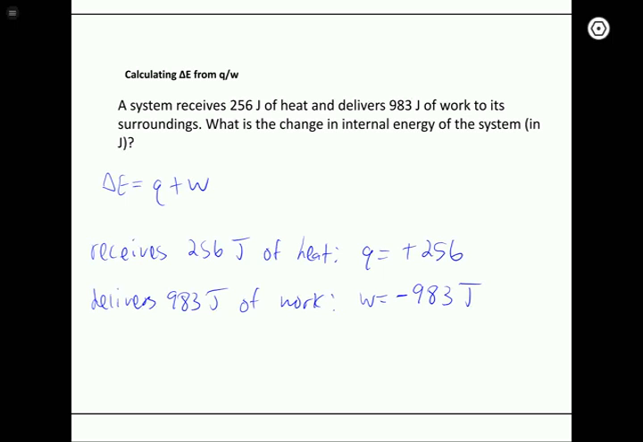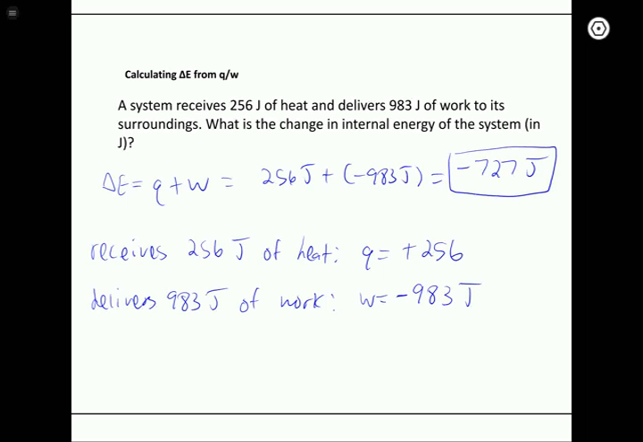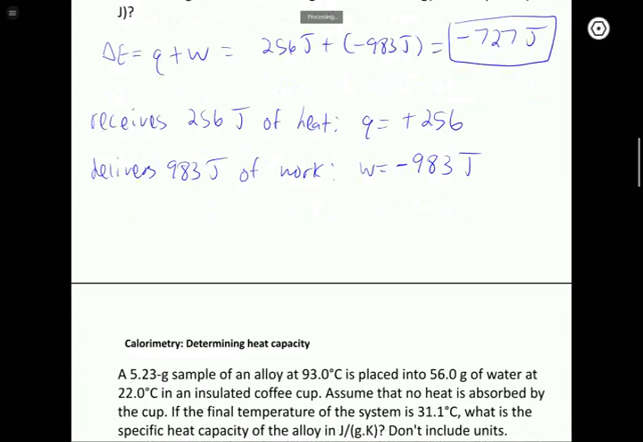Alright, so when we put those in, then we get 256 joules plus minus 983 joules. So overall we're going to get a negative delta E for this process. So it's absorbing some heat, but it's doing more work, so overall the delta E is negative. Okay, so that's how that one works. Pretty simple equation, just get the signs correct, as we talked about in class.